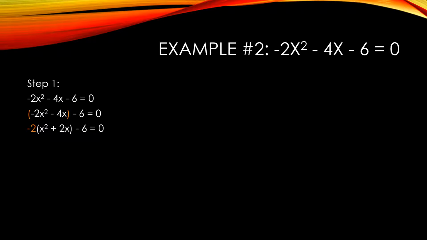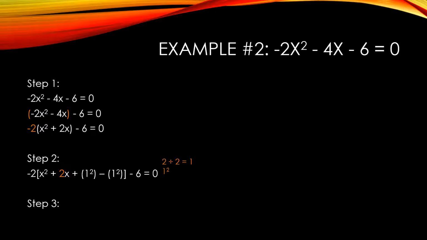Step number 2, we are dividing the second term by 2 and squaring it. So that means we divide 2 by 2, which equals 1, and then we do 1 squared. We're going to add 1 squared and subtract 1 squared, all within our bracket, to give us negative 2 as our coefficient, bracket x squared plus 2x plus 1 squared minus 1 squared, close bracket, minus 6 equals 0.